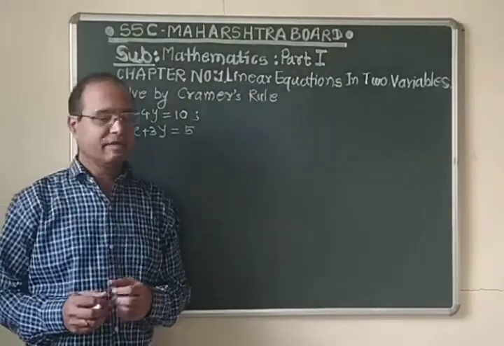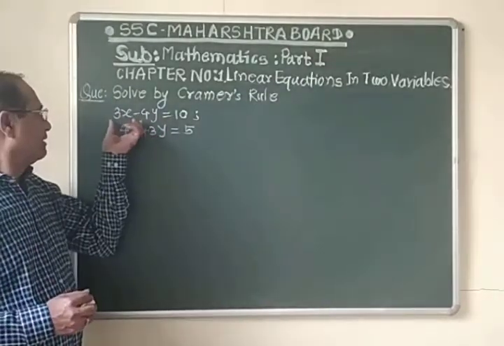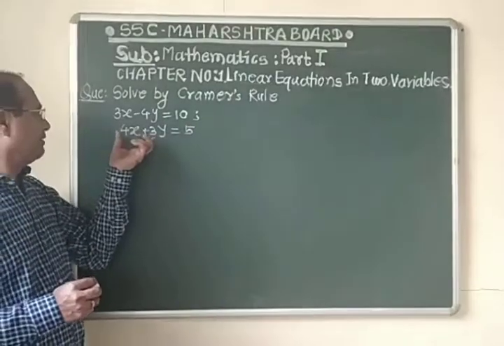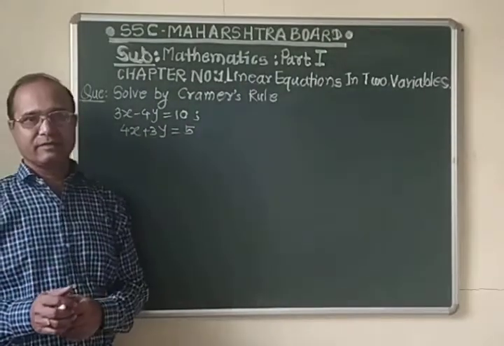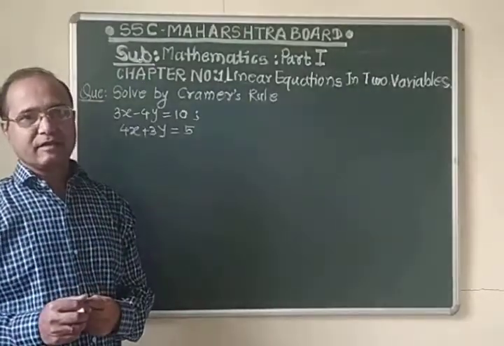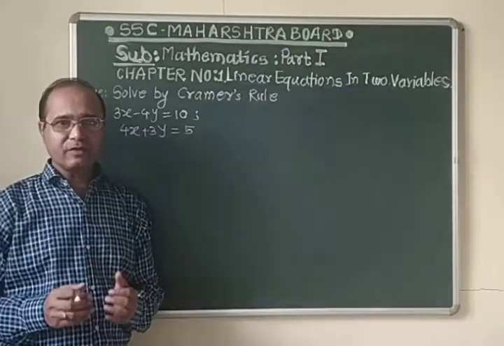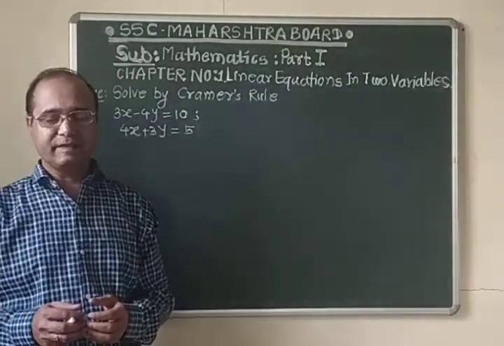For these two variables we have taken one example: 3x minus 4y equal to 10. This is the first equation they have given, and the second equation is 4x plus 3y equal to 5. These two equations are given to be solved by Cramer's rule. You know, Cramer's rule is one method to solve simultaneous linear equations.